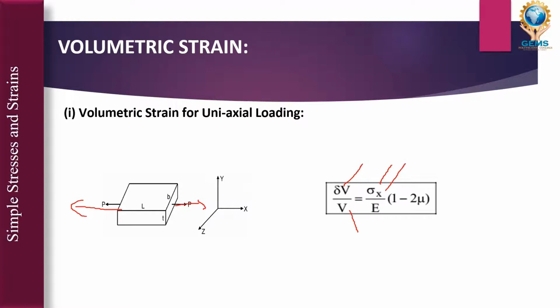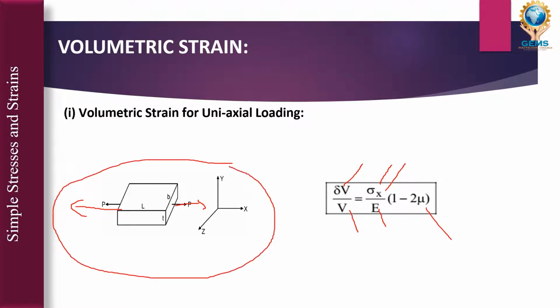So the formula for uniaxial loading, that means loading in only one direction, is sigma x divided by E, where E is Young's modulus, into 1 minus 2 mu. Mu is Poisson's ratio, lateral strain divided by longitudinal strain. So this is the volumetric strain for uniaxial loading. Understand? You have to keep this diagram and this formula in your mind, because you have to use the formula in solving numerical problems.